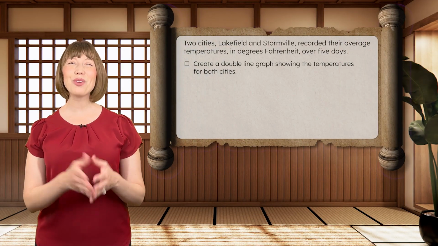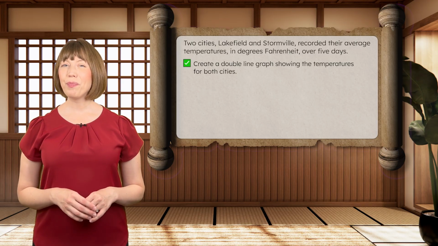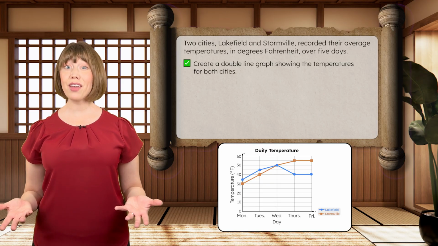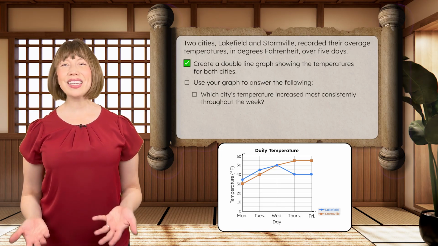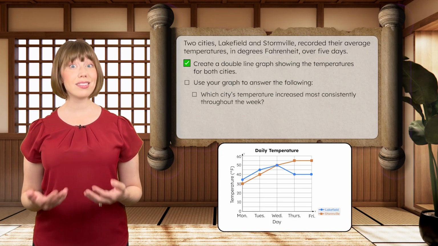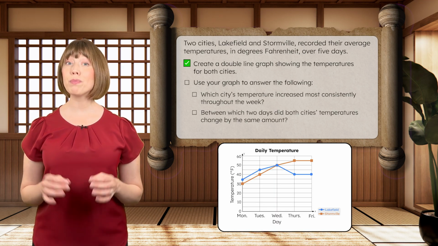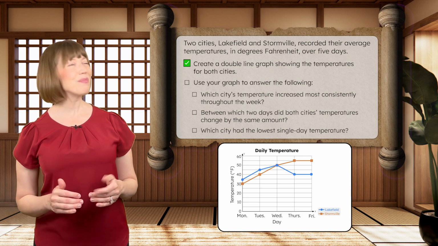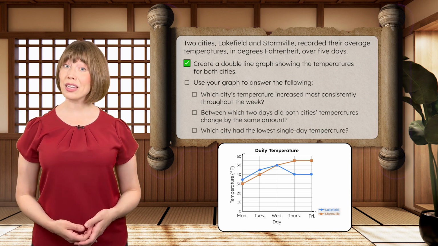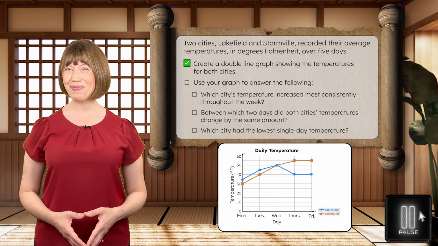Your challenge still awaits. Complete it, and the Line Graphs badge is yours. We created the double line graph together. Now, use your graph to answer: which city's temperature increased most consistently throughout the week? Between which 2 days did both cities' temperatures change by the same amount? And which city had the lowest single-day temperature? Pause to complete the challenge.